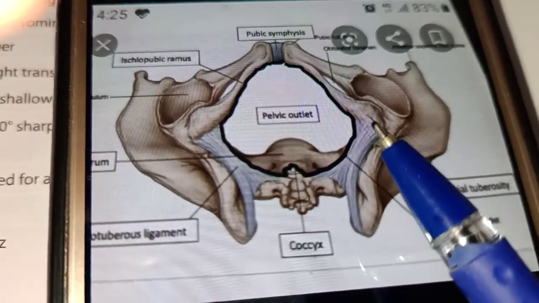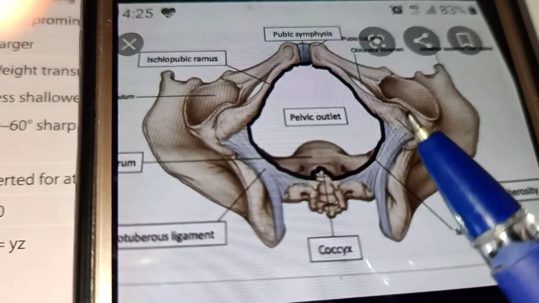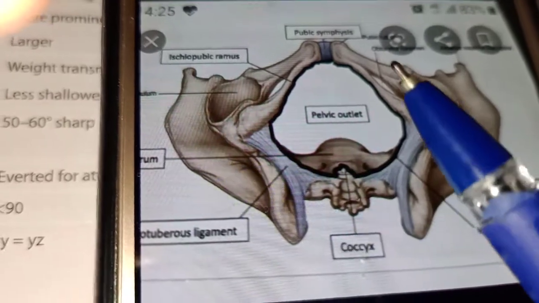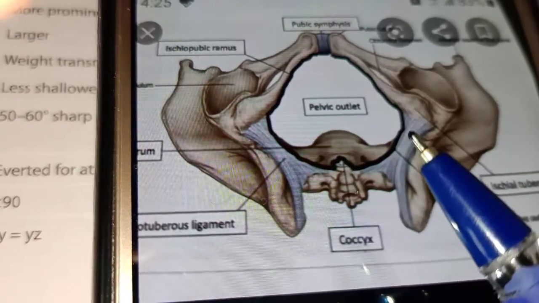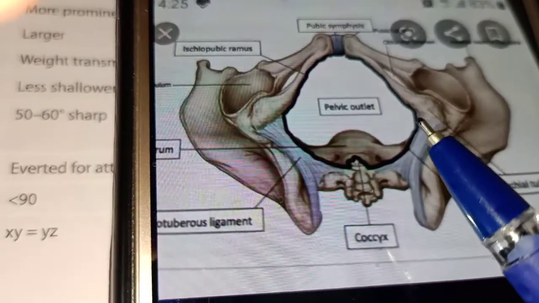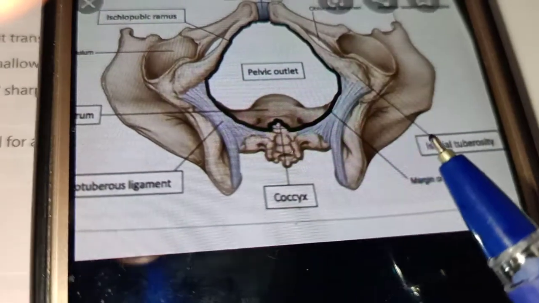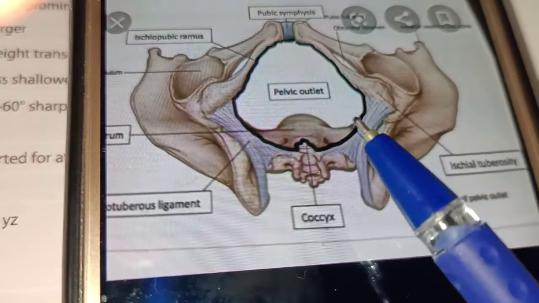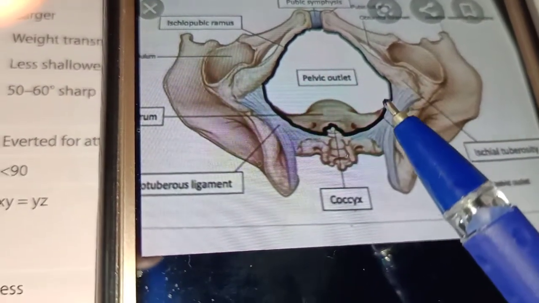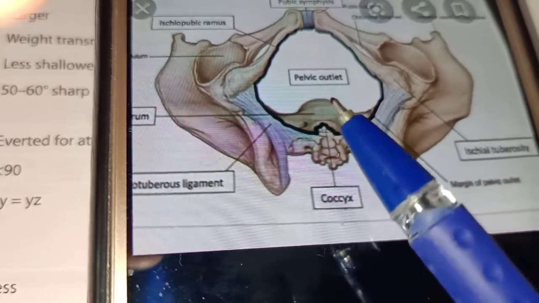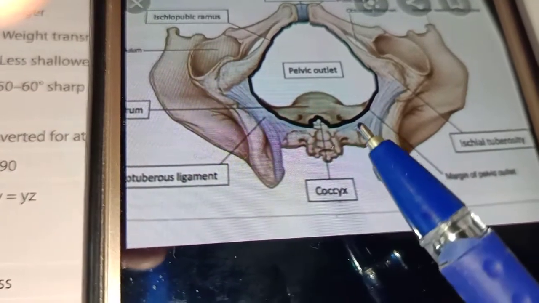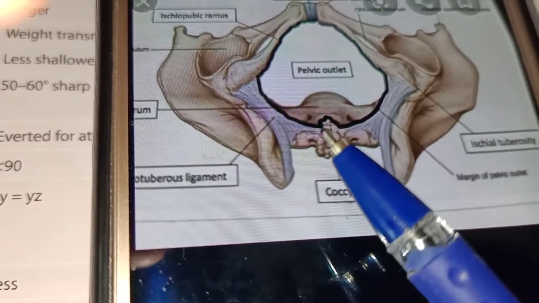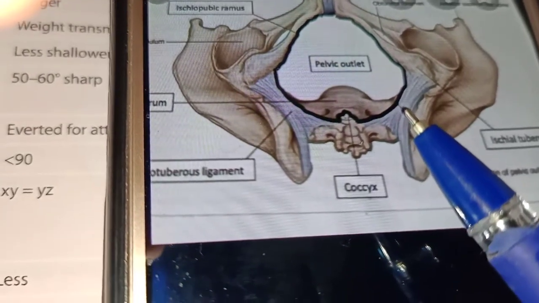Then the lesser sciatic notch and the greater sciatic notch, which are not seen in the diagram, but you all know those notches are present. Then the ischial spine. There is one spine here. Those are the ischial spines. They will form the lateral boundary of the outlet. And posteriorly would be the lateral margins of the sacrum and the coccyx.